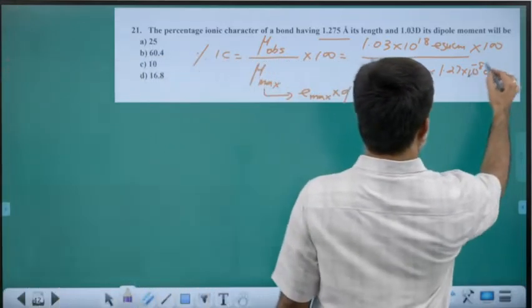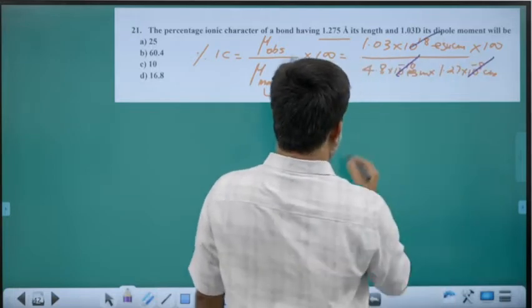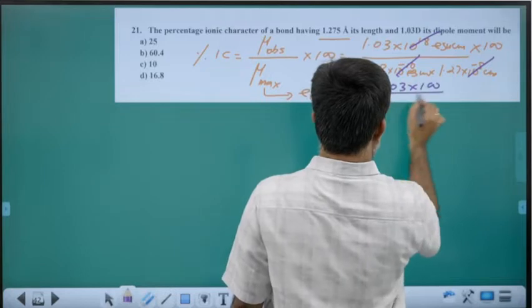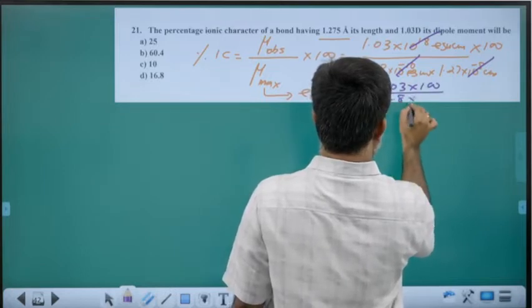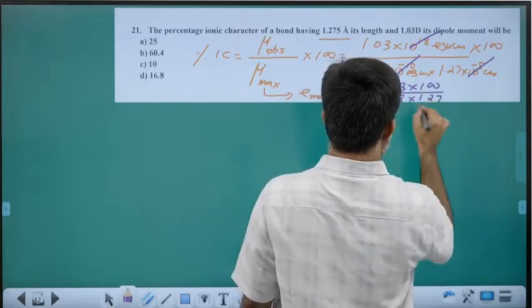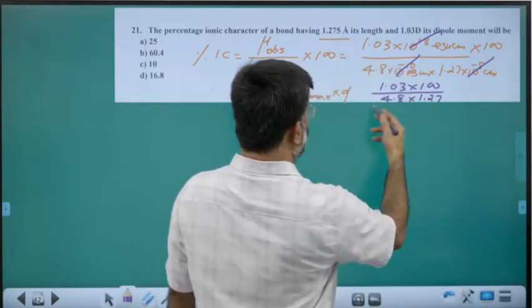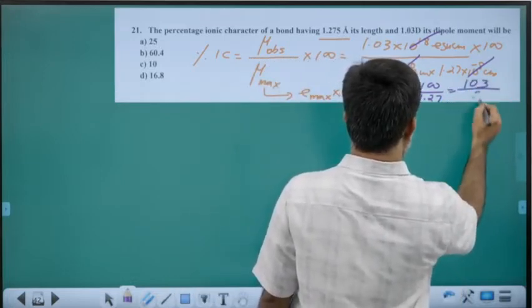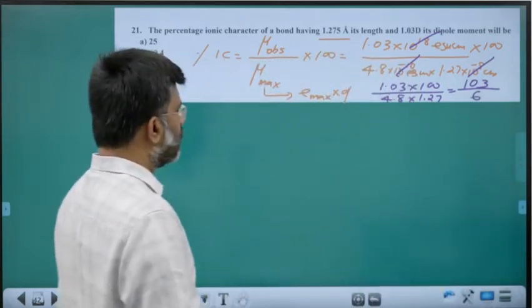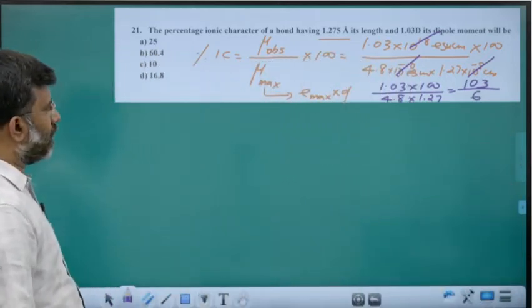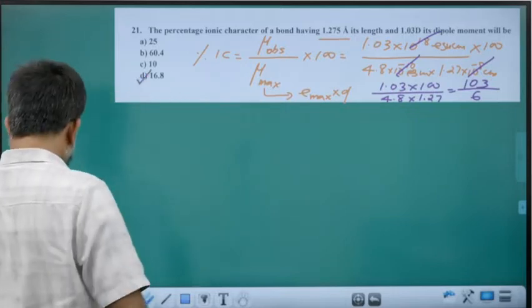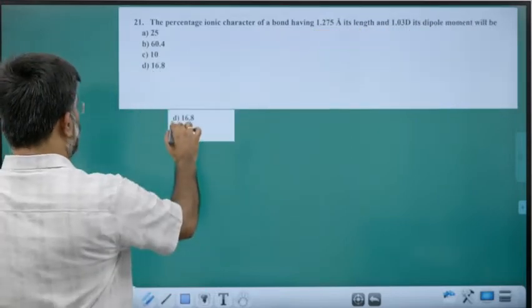Anyway, this gets cancelled and you get 1.03 into 100 divided by 4.8 into 1.27. So it is 103 by somewhat 6. 100 by 5 is 20, 100 by 6 is less than 20. The answer could be option D. As we have seen, option D will be the answer.